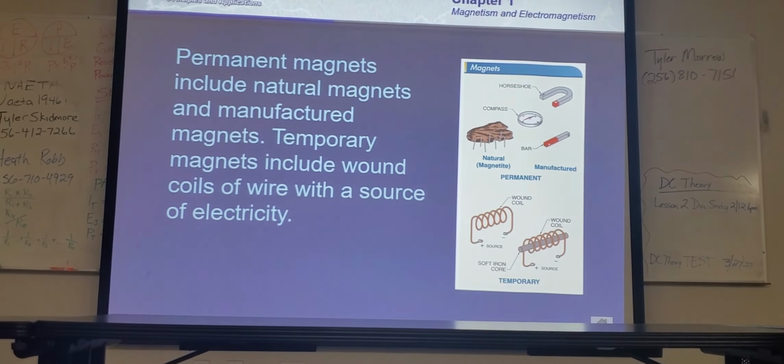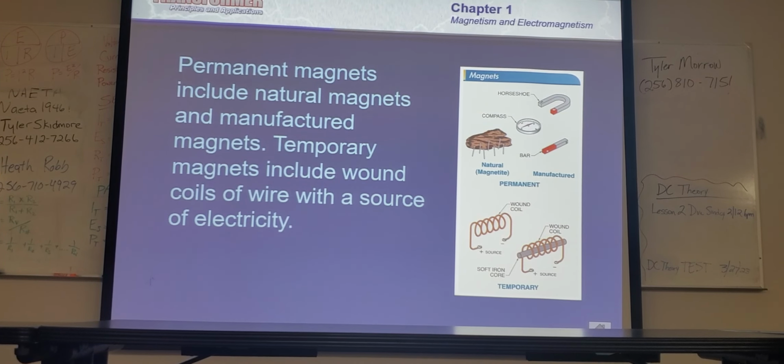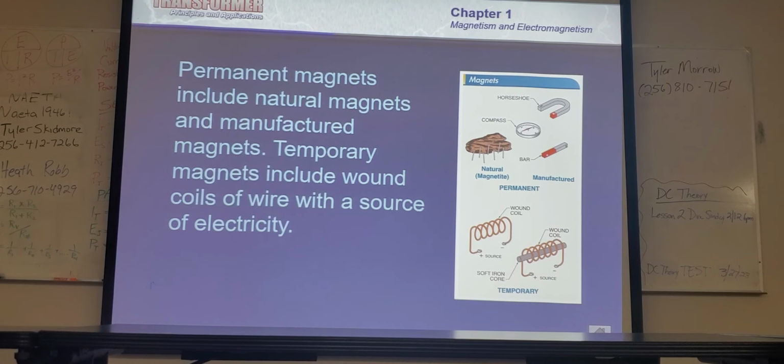Magnets are commonly used in electric motors and generators, speakers and microphones, and many industrial products. So here in the pictures are examples of some natural permanent magnets and temporary magnets.